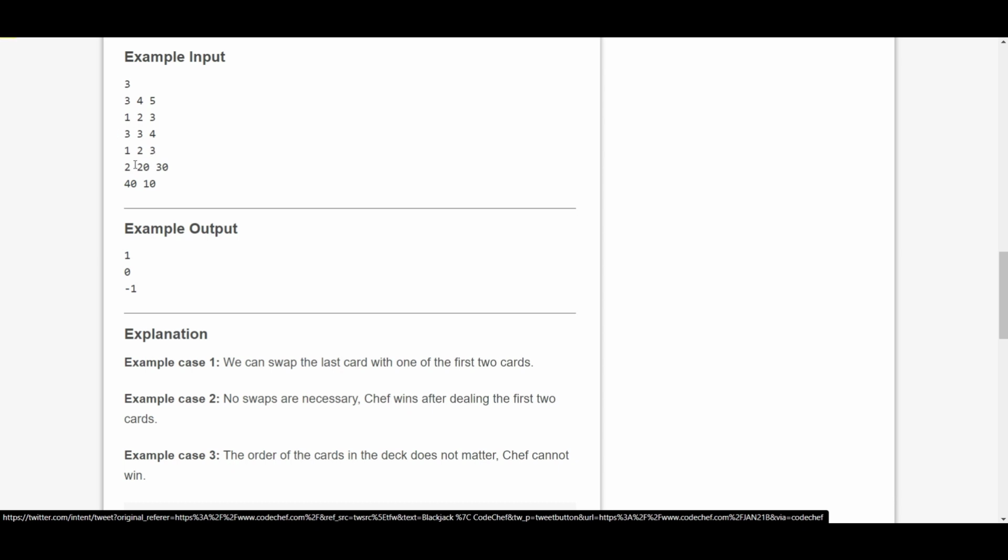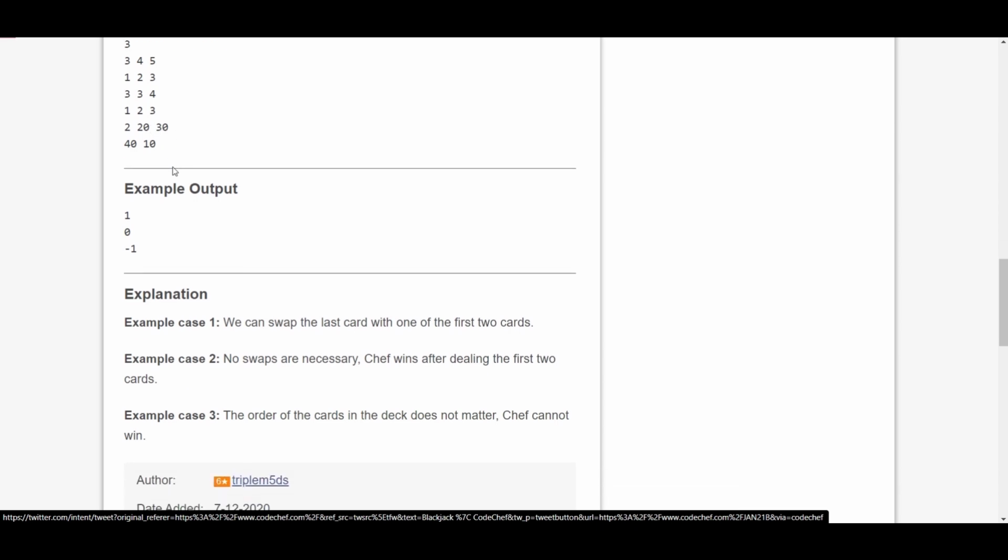In the third test case, n is 2, x is 20 and y is 30. The two card numbers are 40 and 10. The explanation says that the order of cards in the deck does not matter, and chef cannot win. The sum would be 50 only, which is not in the range, and no swapping changes that, so it's impossible for the chef to win. So the output would be -1.